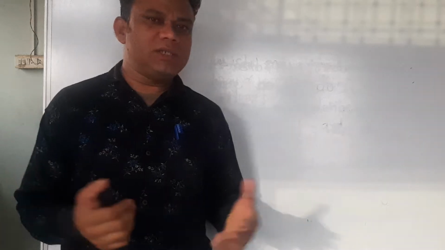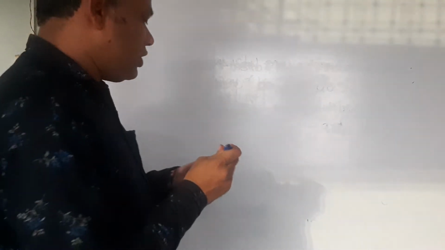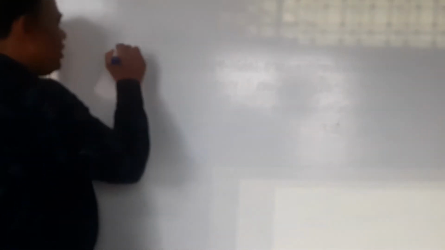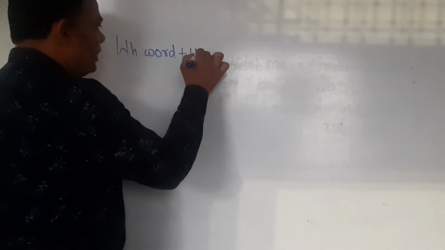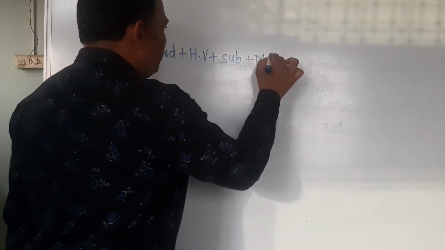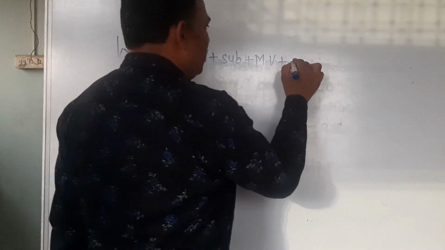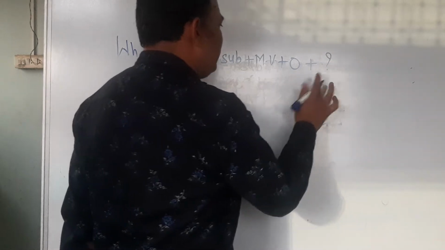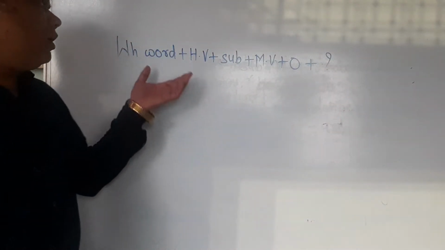Now the most important thing in framing a WH question is the structure. Even if a slight change is there in the structure, then our answer will be wrong. So I'll write the structure on the board for you. The structure for framing a WH question is WH word plus helping verb plus subject plus main verb plus object and then question mark.